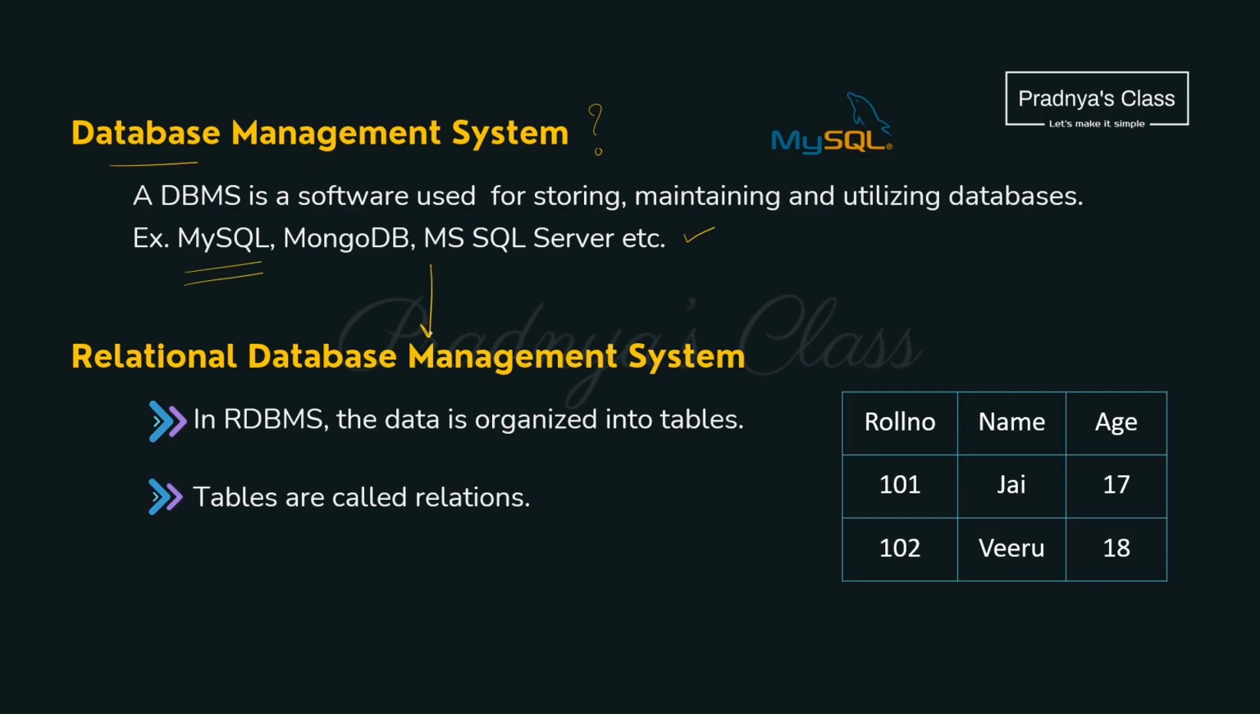There is one more term, that is Relational Database Management System. In short, we call it as a RDBMS. We know database management system is nothing but software. Then what is Relational Database Management System? In this software, the data will be stored in the form of tables. So relation is nothing but table.